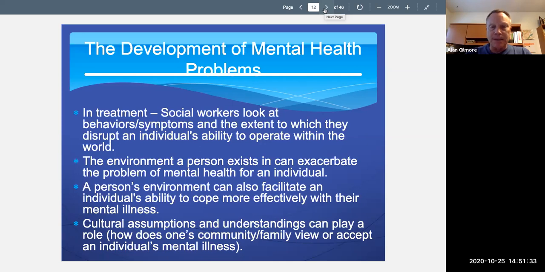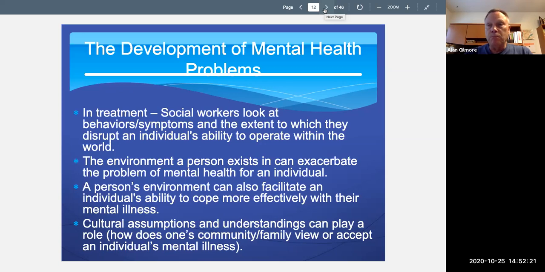The environment a person exists in can exacerbate the problem of mental health for an individual. The person's environment can also facilitate an individual's ability to cope more effectively with their mental illness. For a person who's living in a chaotic or stressful environment, maybe their housing is not secure. Maybe they're having to relocate quite frequently, over a series of several months. Maybe they live in a neighborhood where there's a lot of violence. Maybe they're living in another country where there are significant social or political problems going on.